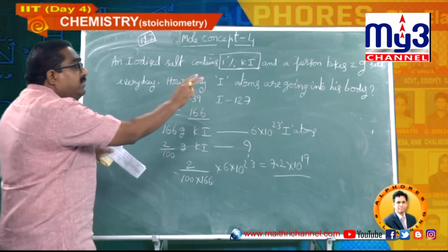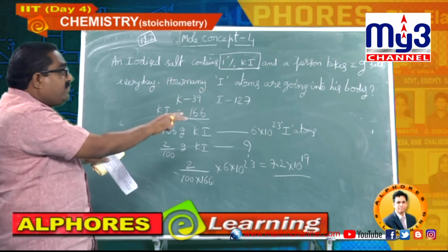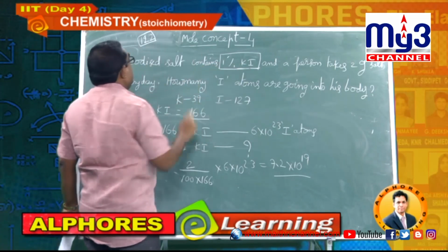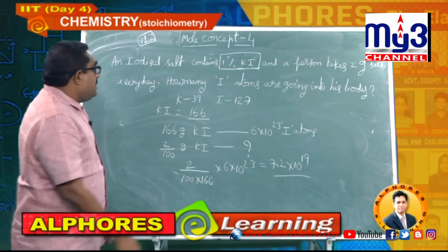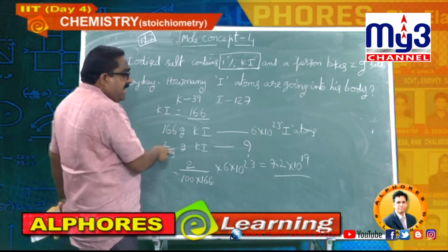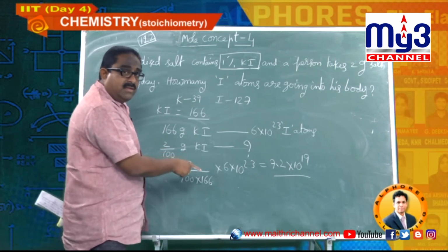Actually, he will take 2 grams. Out of 2 grams, potassium iodide is present as 1%. So 1% of 2 grams is 2 by 100. The remaining part is our GMW application.